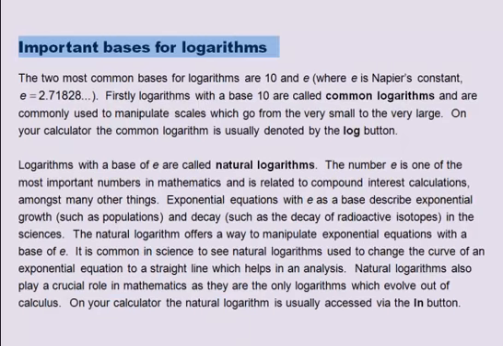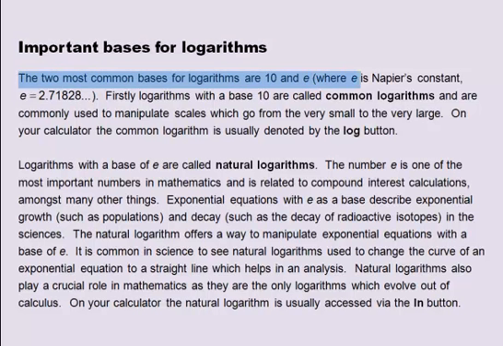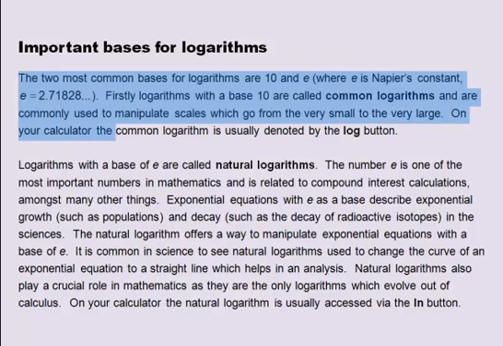Important bases for logarithms. The two most common bases for logarithms are 10 and e, where e is Napier's constant, e equals 2.71828, and so on. Firstly, logarithms with the base 10 are called common logarithms and are commonly used to manipulate scales which go from the very small to the very large. On your calculator, the common logarithm is usually denoted by the log button.